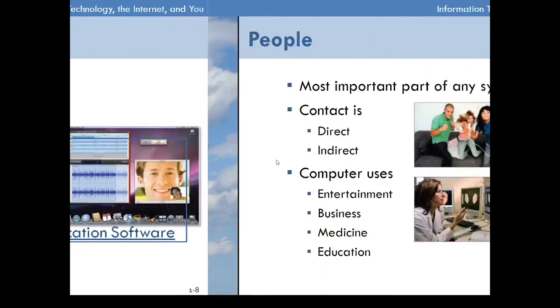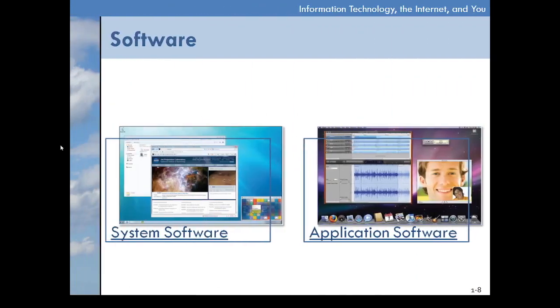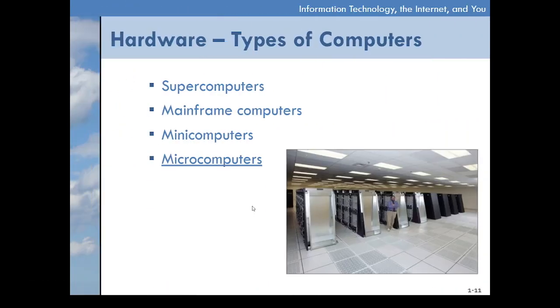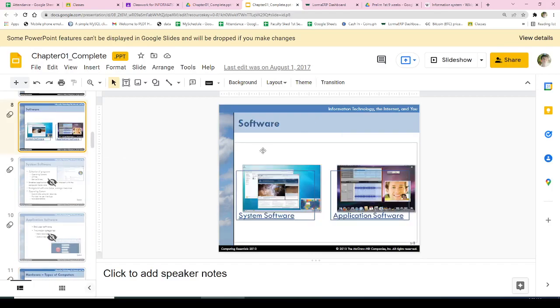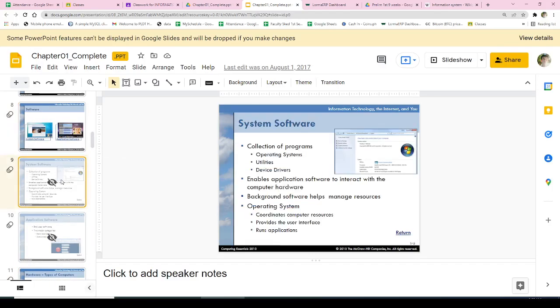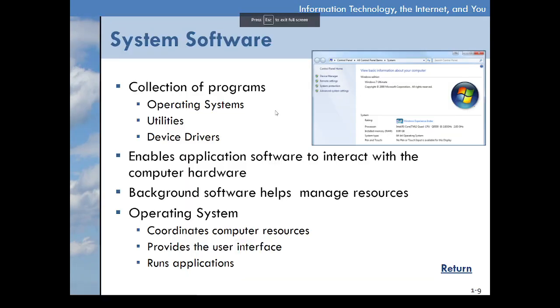Pag ganun pala dun. Okay, so software. So we have the system software and application software. Yes, system software, and then we have the application software. What is system software? So system software is a collection of programs. We have the operating system.